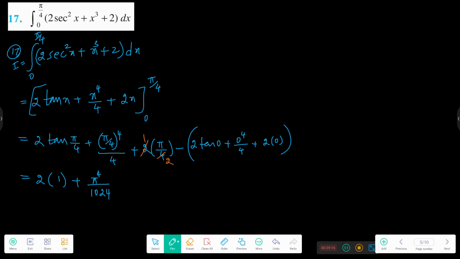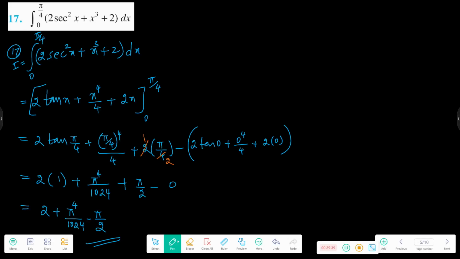1024 next plus pi by 2 minus tan 0, 0, anything times 0 is 0, 2 into 0 is 0, then everything became 0, that you leave. So finally what I am getting is pi power 4 divided by 1024 minus pi divided by 2. Sorry, in the previous step we have a plus pi by 2, so here also plus pi by 2.